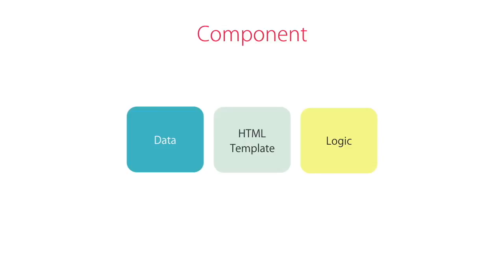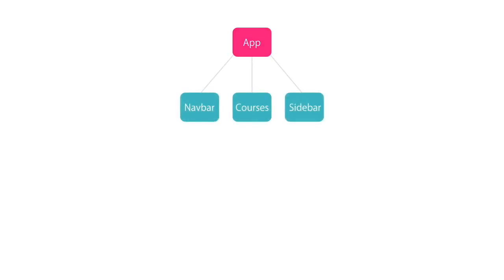So once again, a component encapsulates the data, the HTML markup, and the logic for a view, which is an area of the screen that the user sees. Every application has at least one component, which we call app component or root component. A real-world Angular app is essentially a tree of components starting from the app component or the root component.